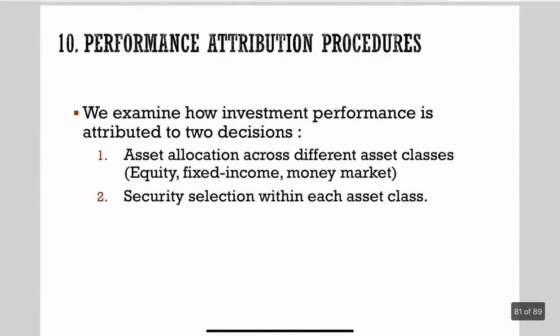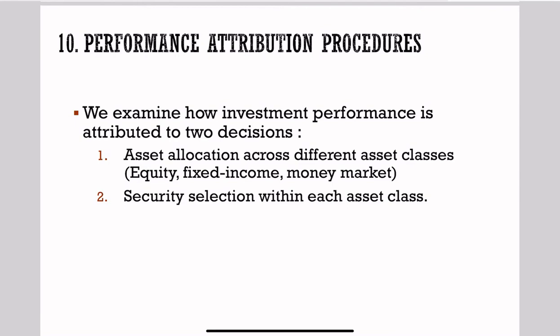Okay, now let's talk about the last section, which is called performance attribution. So here, our purpose is to understand what kind of decisions give us a particular investment performance. To be more specific, we wanted to attribute investment performance into two sources. The first source is called asset allocation, and the second source is called security selection.